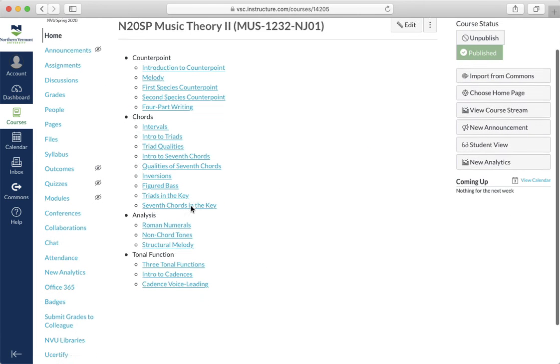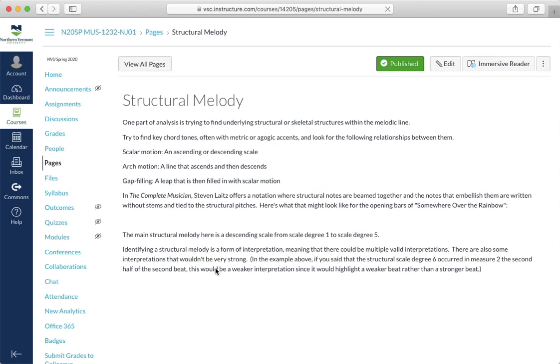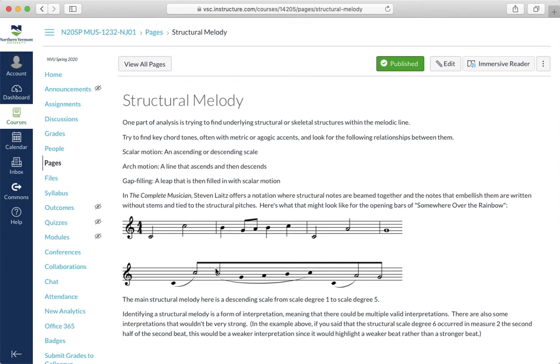And then a brief conversation about structural melody, focusing primarily on what it is that we're looking for, which is just to find underlying structural or skeletal structures in a melodic line, to find out the things that are sort of happening beneath the surface, the hierarchically important pitches. And the ways that those might be presenting you with scalar motion, with some sort of arch motion of stepwise motion going up and down, or gap filling, which is when a leap or a larger interval is filled in with scalar motion.